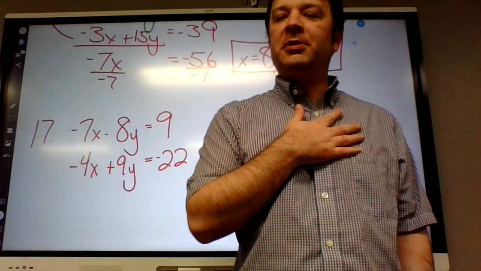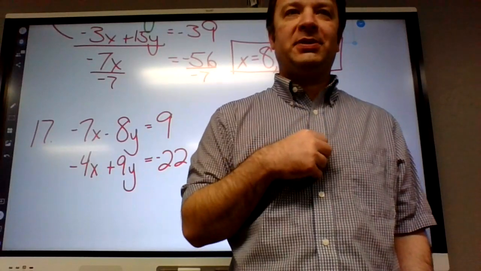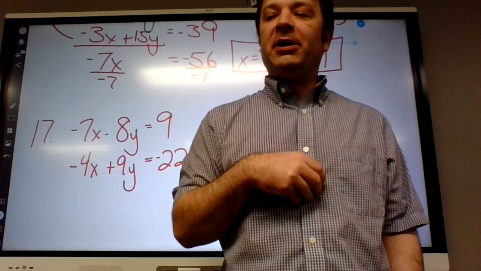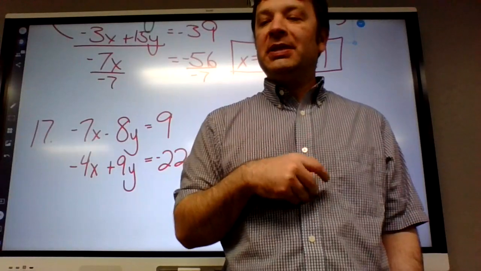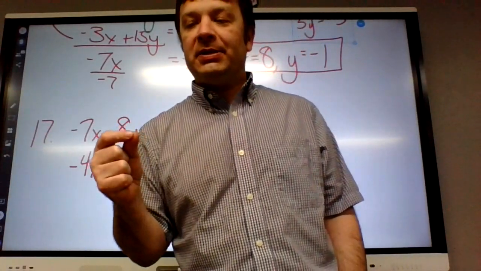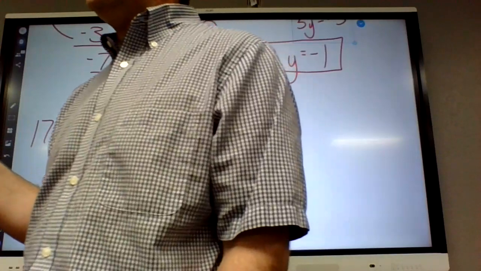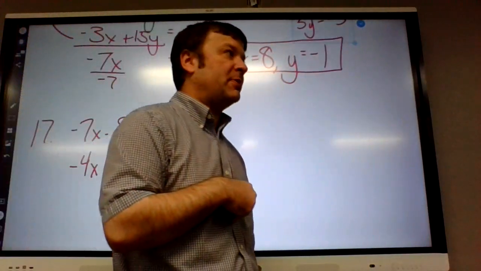Okay, what's the best first step for 14? See if you guys got that right. Multiply the bottom line times 2. 6 does not go into 8 on the x's, but 7 does go into 14. So the best first step is multiply the bottom line times 2.